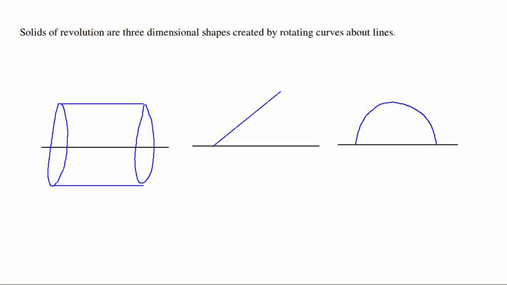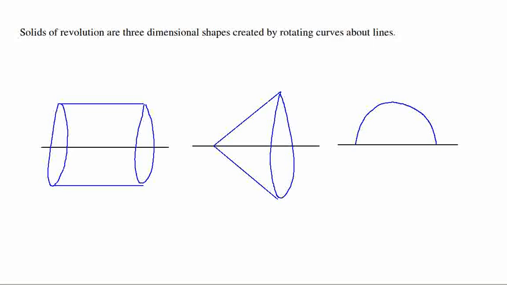Now, for the blue and black line segment in the middle, okay, what shape would I trace out if I rotated that blue line segment about the black line segment? Can you see that that would trace out a cone? It would look something like this. All right. So therefore, cones are solids of revolution.